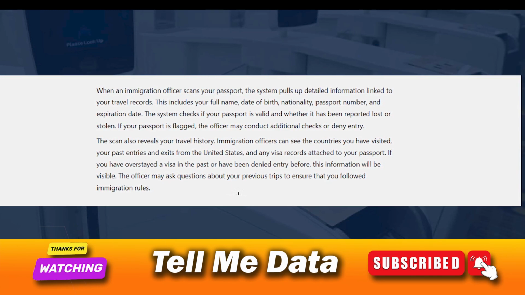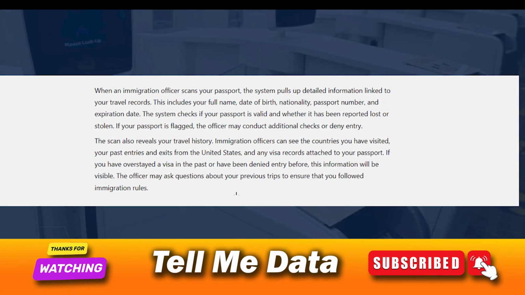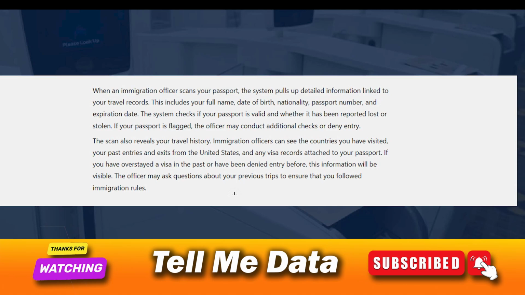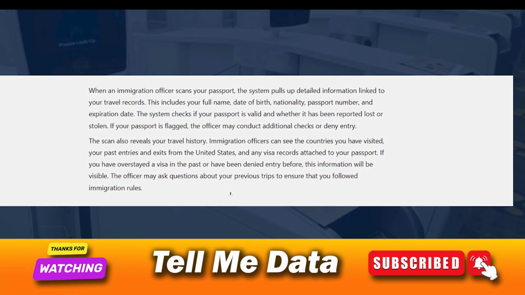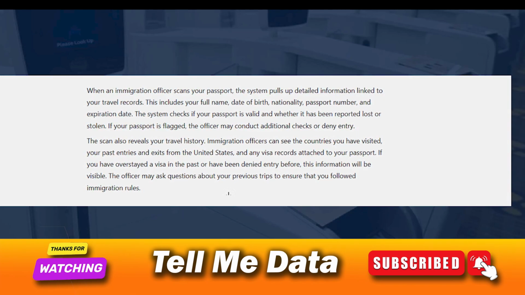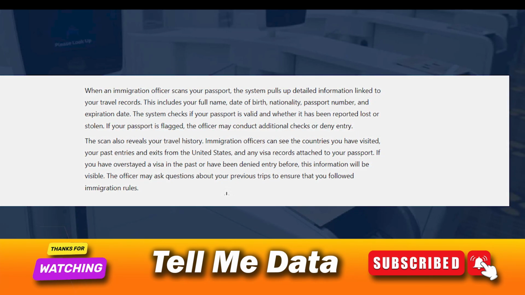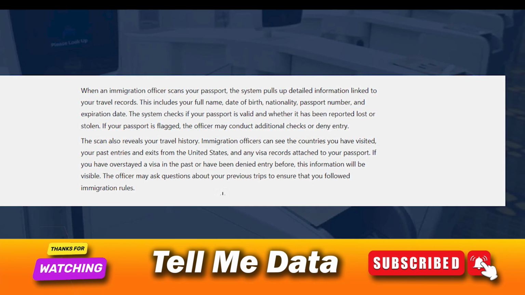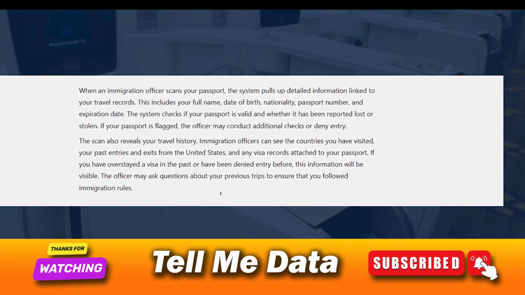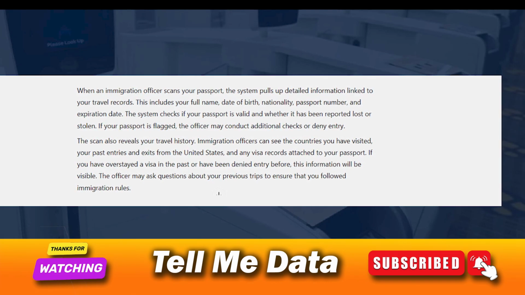The scan also reveals your travel history. Immigration officers can see the countries you have visited, your past entries and exits from the United States, and any visa records attached to your passport. If you have overstayed a visa in the past or have been denied entry before, this information will be visible. The officer may ask questions about your previous trips to ensure that you followed immigration rules.